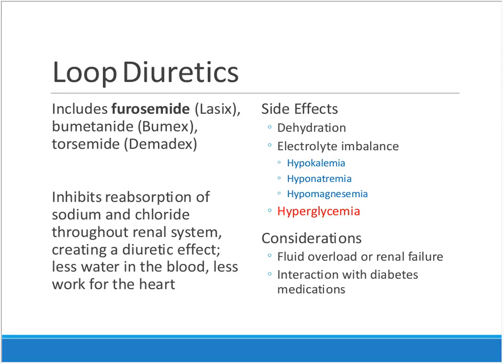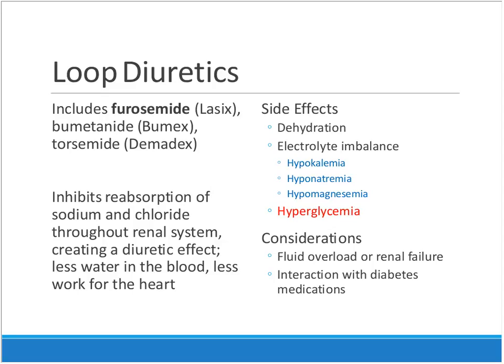The major one here is furosemide. Now, loop diuretics work very similarly to the thiazide diuretics. They're inhibiting the reabsorption of sodium and chloride. This creates the diuretic effect, less water in the blood, less work for the heart. And again, diuretic is going to cause dehydration, it's going to cause electrolyte imbalance, and it can also cause hyperglycemia because you are getting rid of water, but you're not getting rid of the glucose in the blood. The concentration actually does rise.